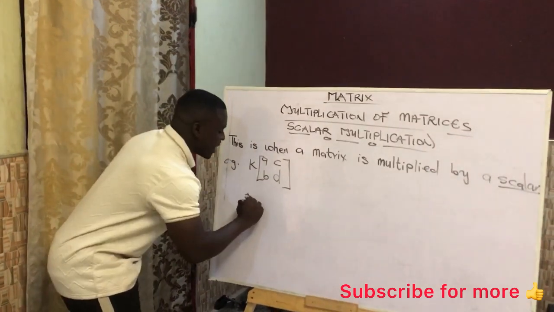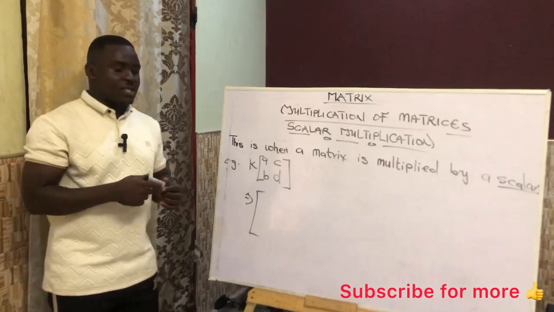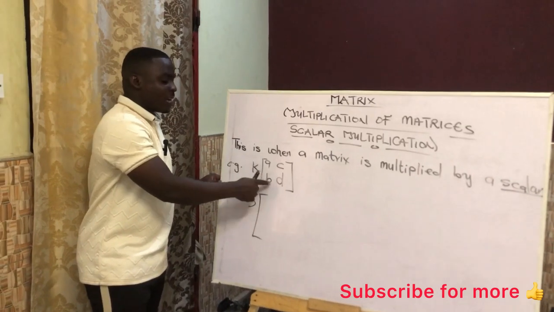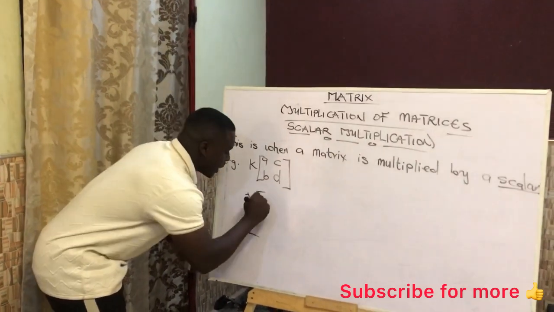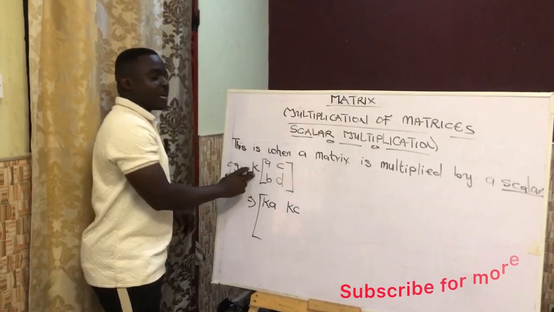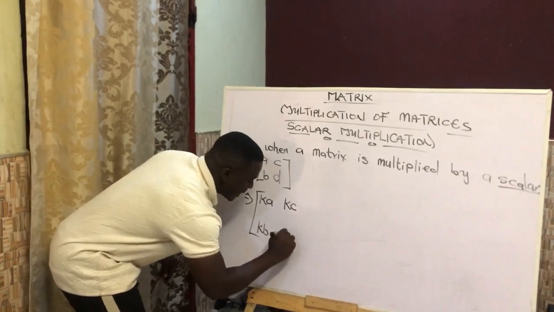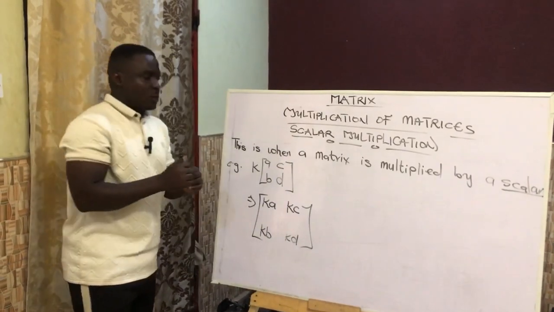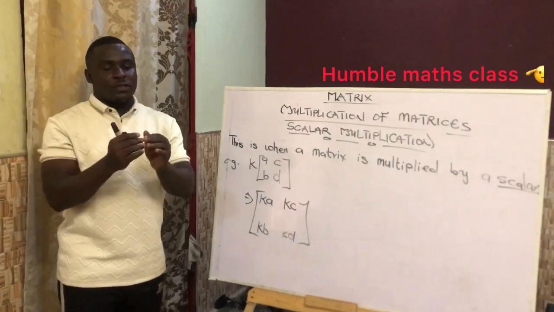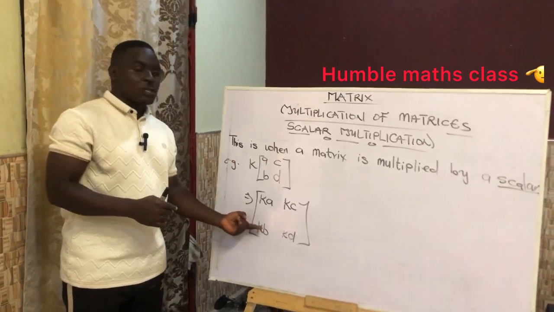When you simplify this, we know K is multiplying each element in the matrix. So K multiplies A, K multiplies C, K multiplies B, and K multiplies D. K multiplies A to get KA, K multiplies C to get KC, K multiplies B to get KB, and K multiplies D to get KD. So scalar multiplication is a number multiplying a matrix. When you multiply this scalar K to this matrix, this is what you're going to get.